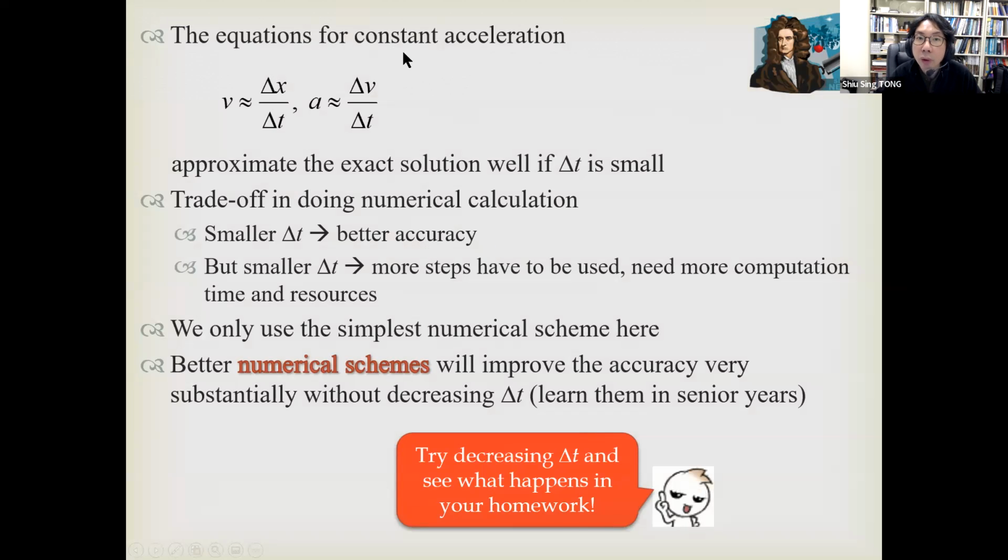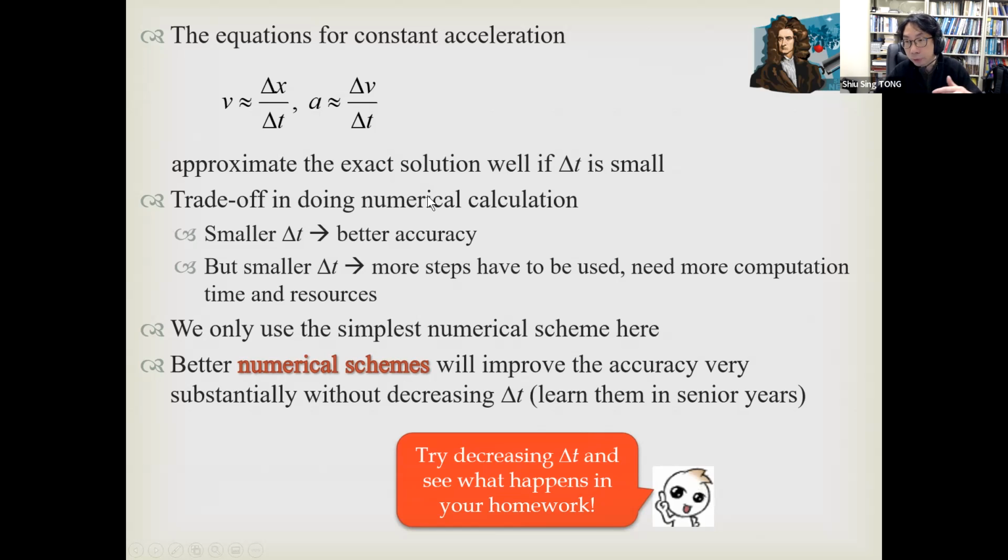Now, the equations for constant acceleration are given by this. They are only approximately correct if delta t is small. In the condition that delta t is small, the instantaneous velocity is approximately equal to delta x over delta t, while the instantaneous acceleration is approximately equal to delta v over delta t. But that is not exact. That is approximately correct only.